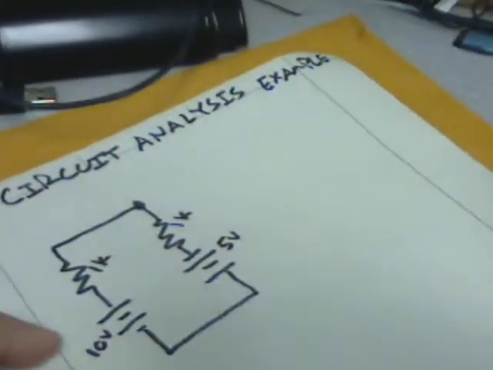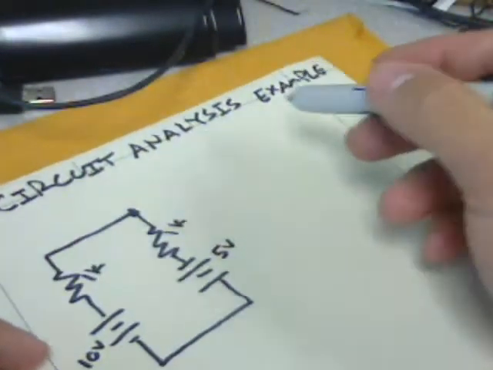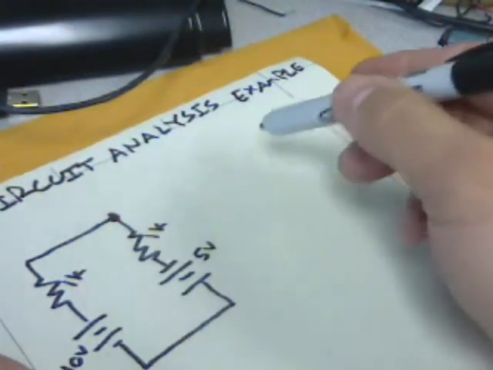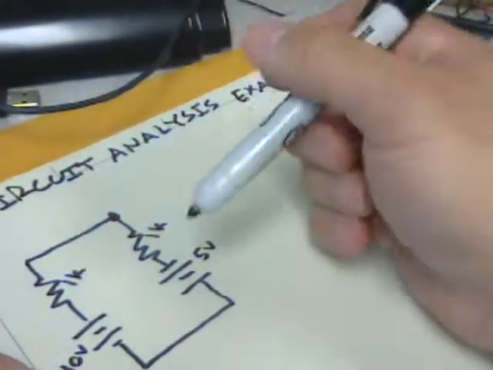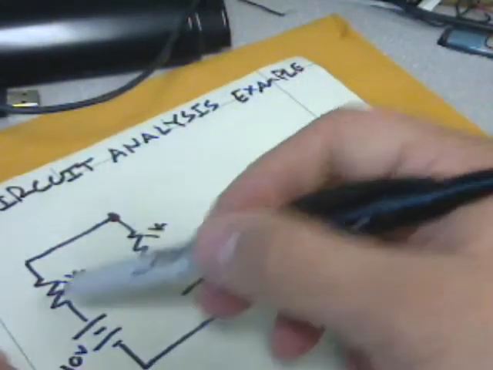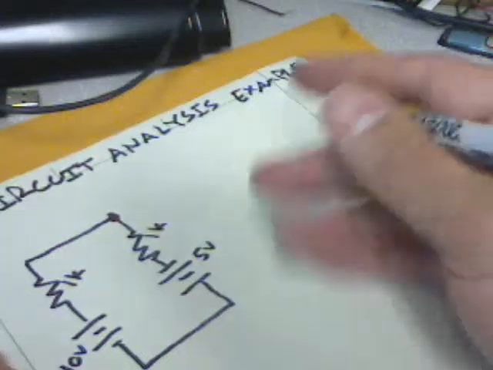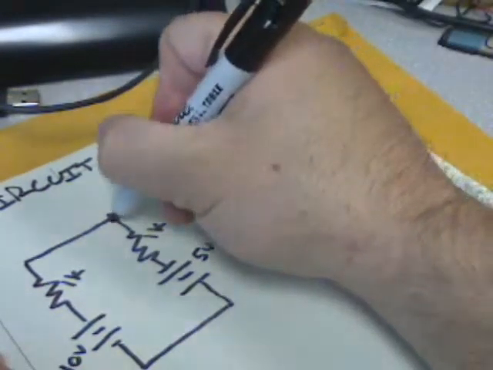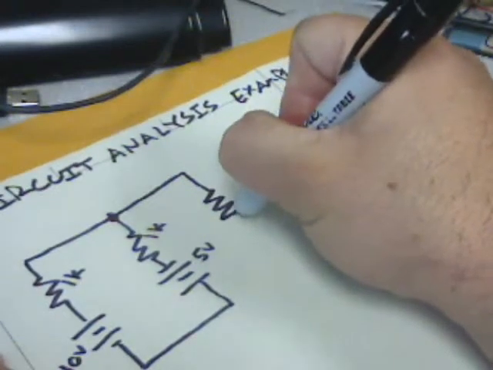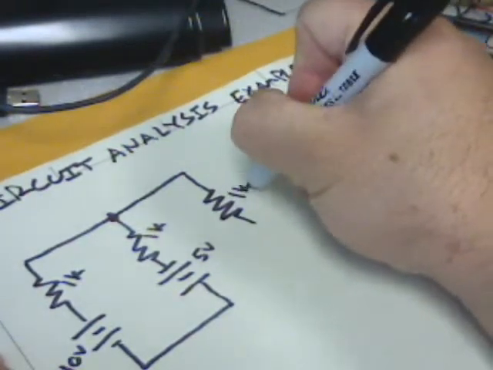Okay, so we're doing a circuit analysis example here. We're going to use Kirchhoff's current law to solve this circuit. We have a basic little circuit here: a 10 volt supply, a 5 volt supply, two 1 kilo ohm resistors. In fact, in order to make this a little more interesting, why don't we add in a third resistor, and we'll call this a 1K resistor.